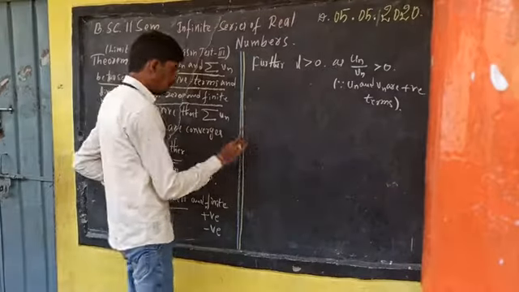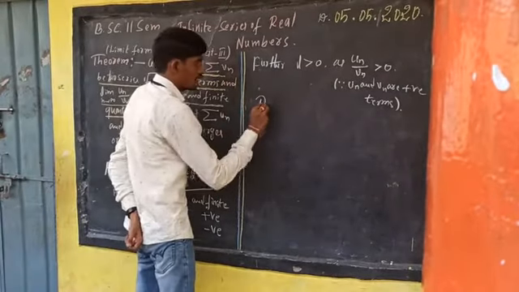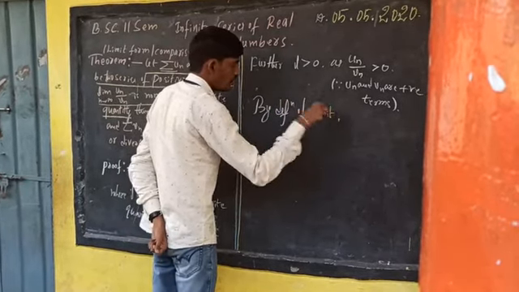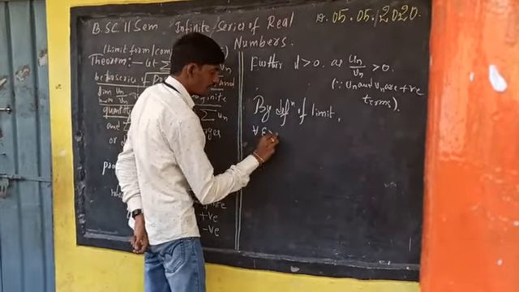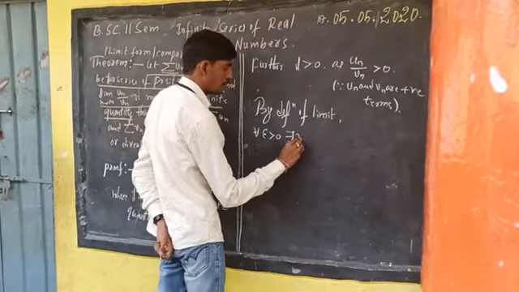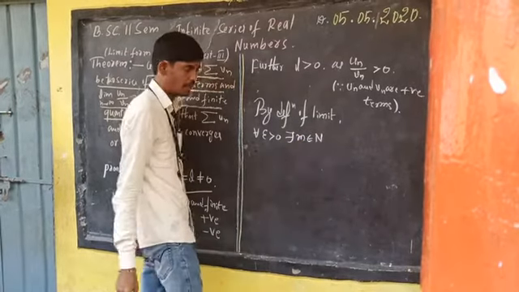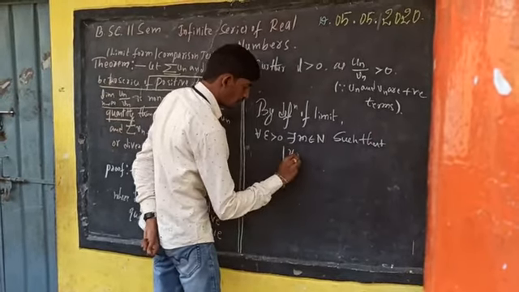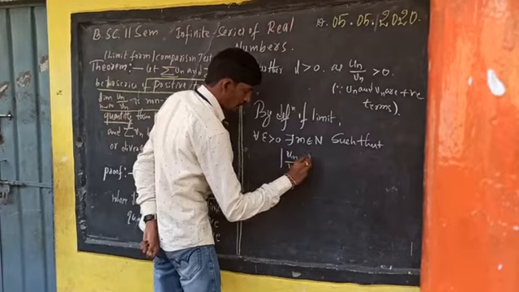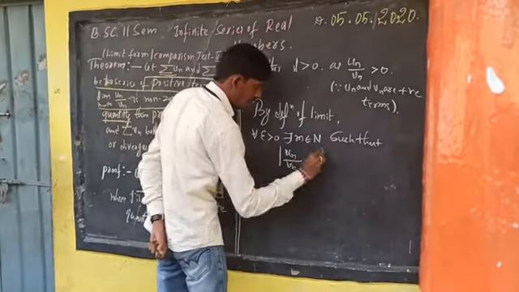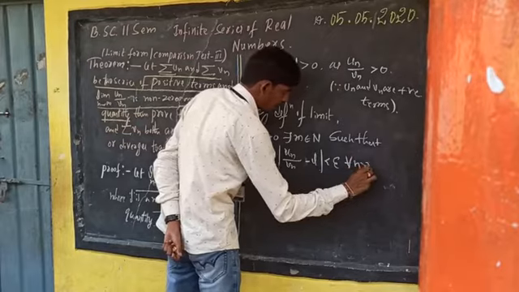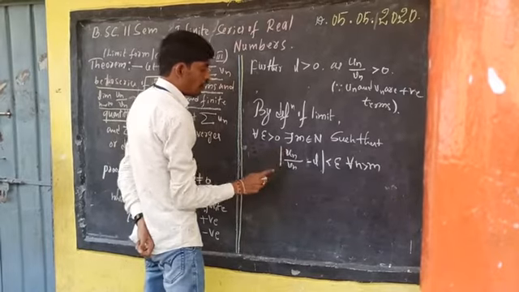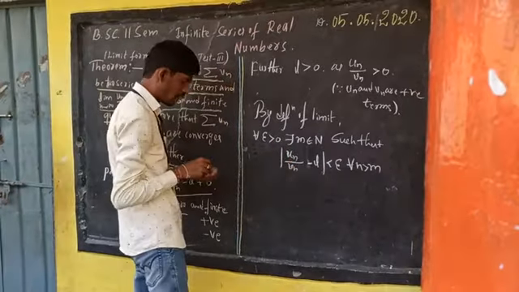Next, using the definition of limit: for all epsilon greater than 0, there exists a positive integer m belonging to capital M such that modulus of un divided by vn minus l is less than epsilon for all n greater than m. This is by the definition of limit of the sequence: modulus of un by vn minus l is less than epsilon for all n greater than m.